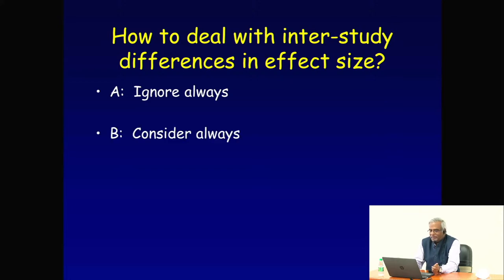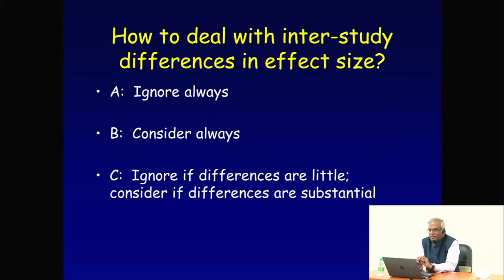There are three options, and you tell me which one you are comfortable with. If there are differences between the studies, one option is always ignore, forget about it. You do the summary. Second is you always consider, right? And third could be that ignore if differences are little, consider it if differences are substantial. So how many people go for A? Nobody. B? One person. And C? So everybody wants to go for C. Fortunately, B and C will give you the same result as you will see.